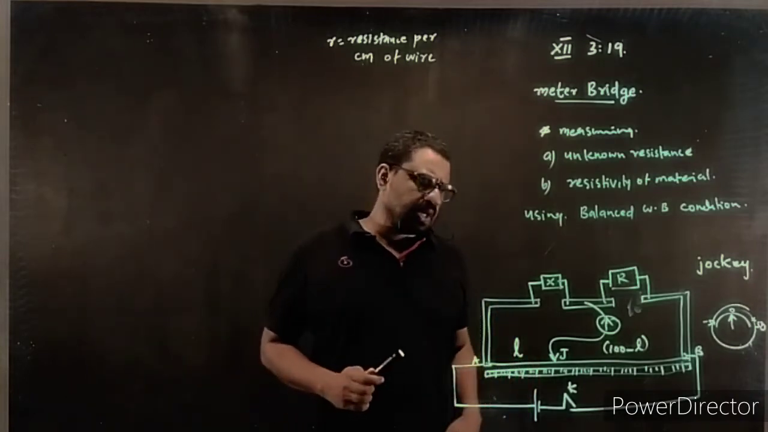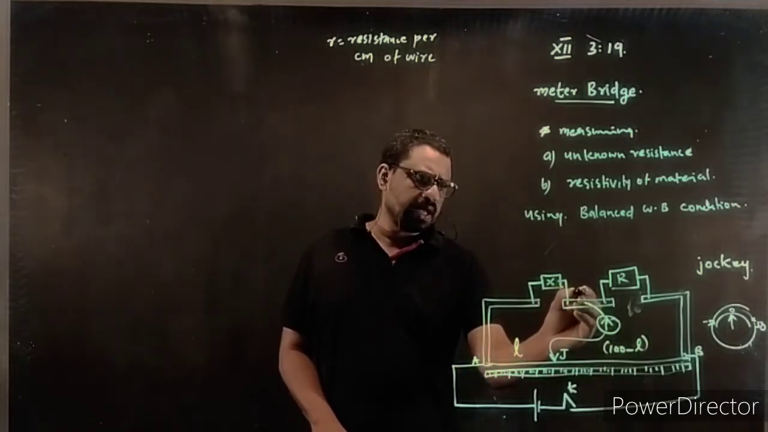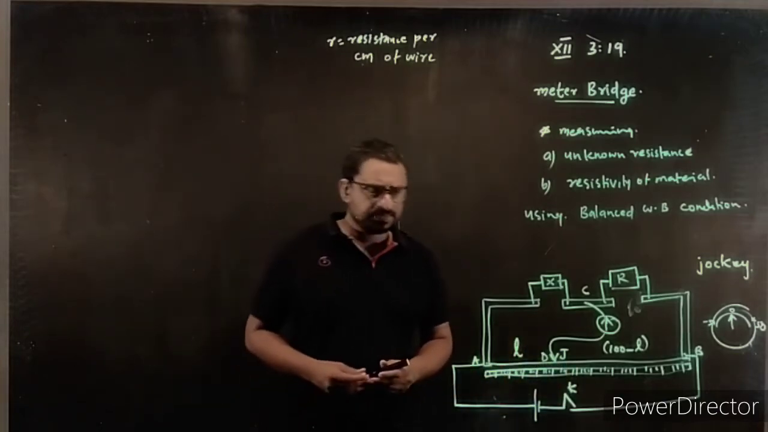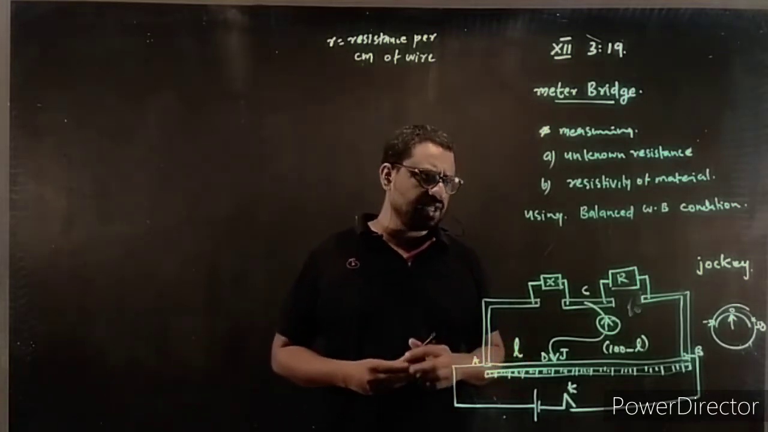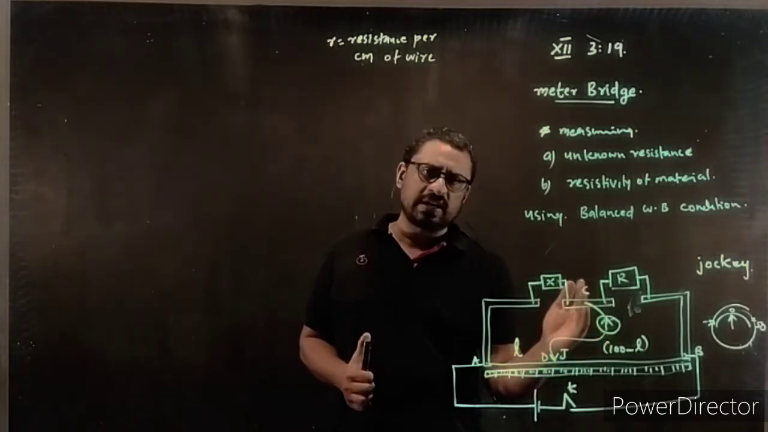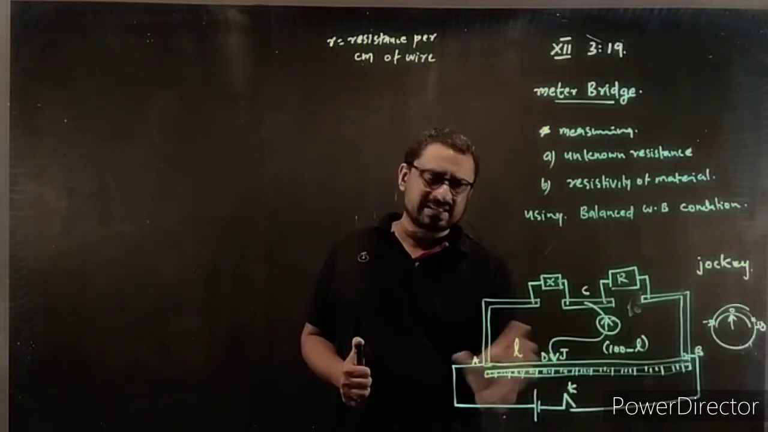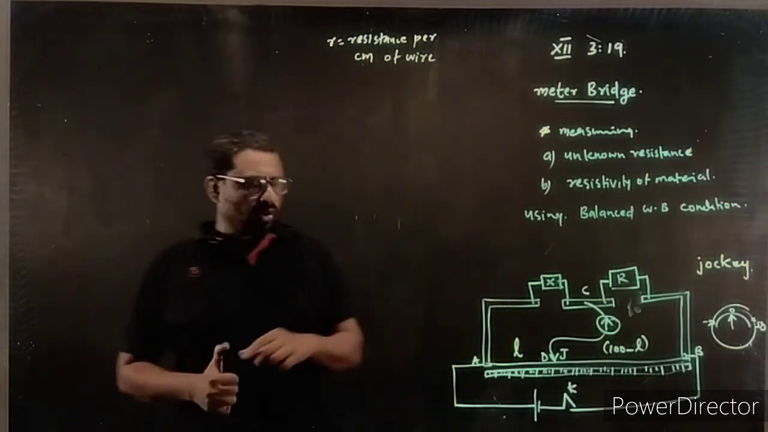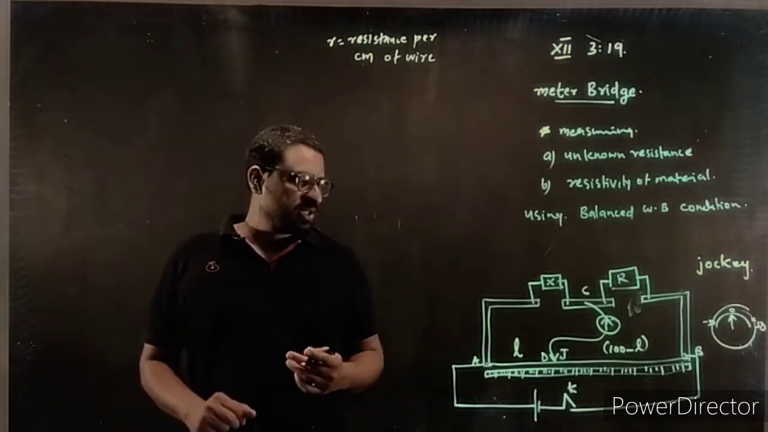Now how can you connect it? Let me name this point C and this point D. Let me redraw it. The condition is a balanced Wheatstone's bridge: a galvanometer is there showing zero deflection, and there is a length L on one side and 100 minus L on the other side. Let me redraw it and compare it with the Wheatstone's bridge.